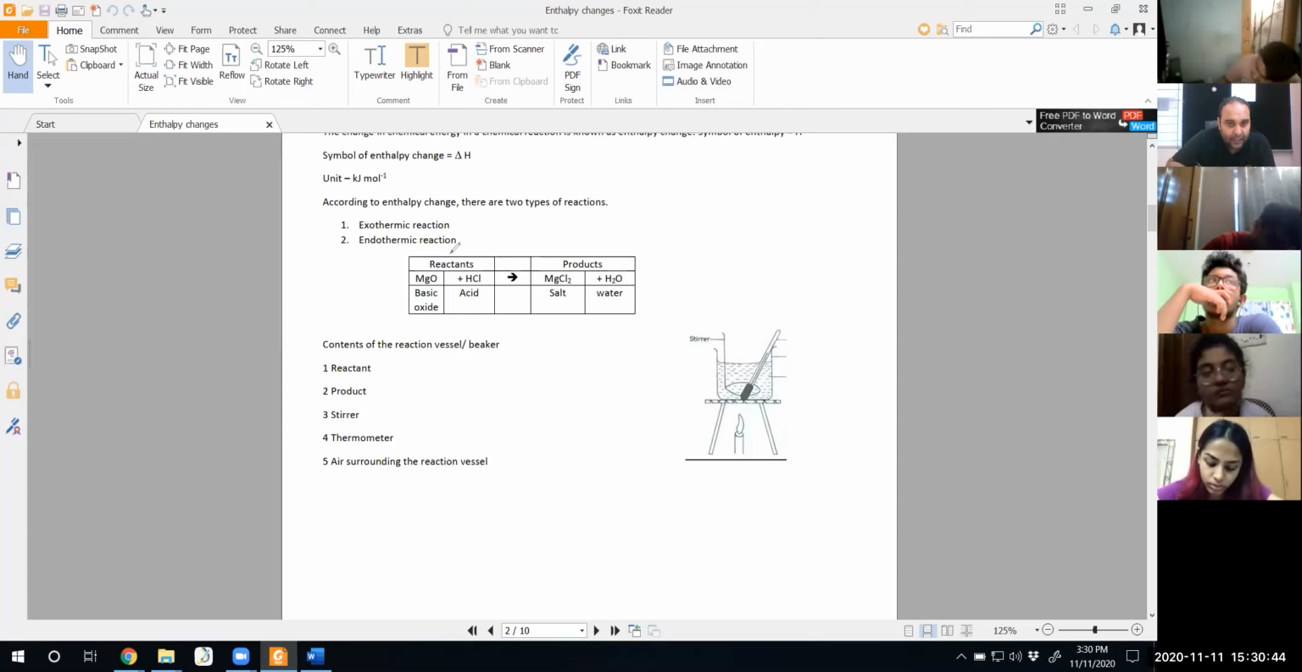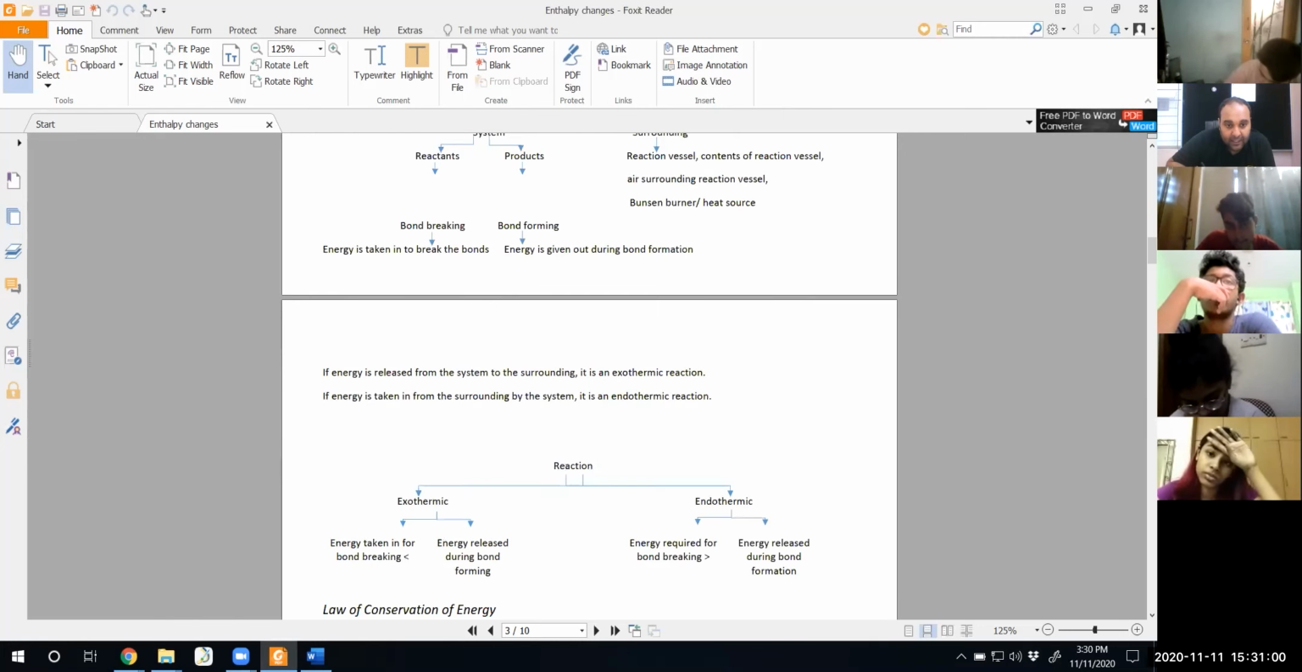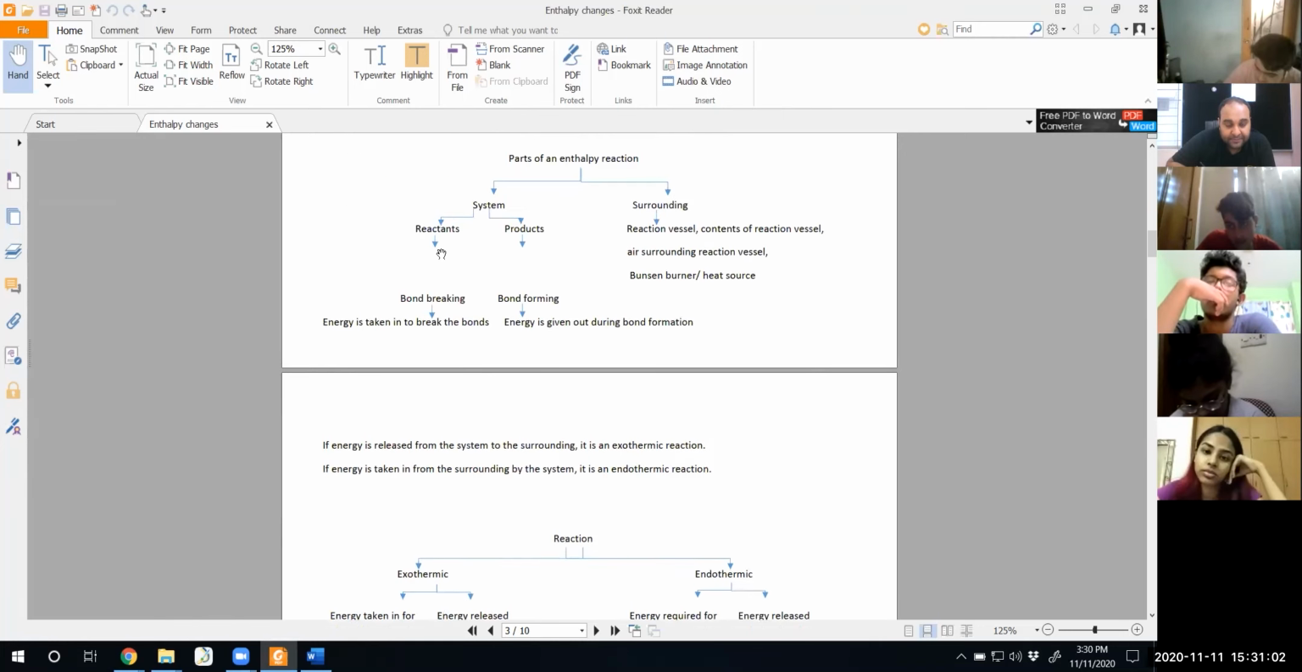So based on this, there are two types of enthalpy change reactions. One is an exothermic reaction, one is an endothermic reaction. So what is an exothermic reaction? Where energy is released from the system to the surrounding, it's an exothermic reaction.